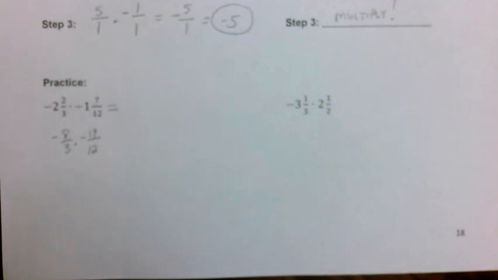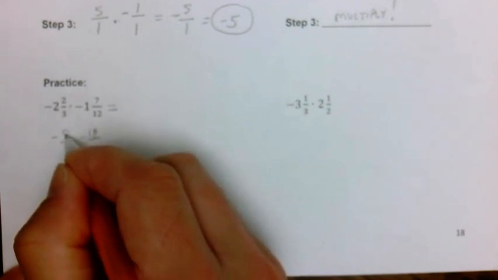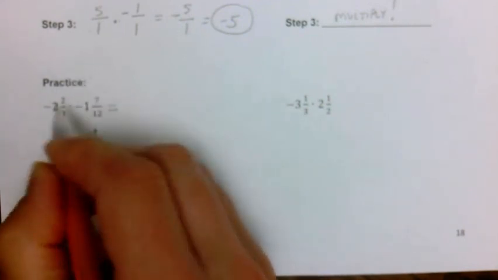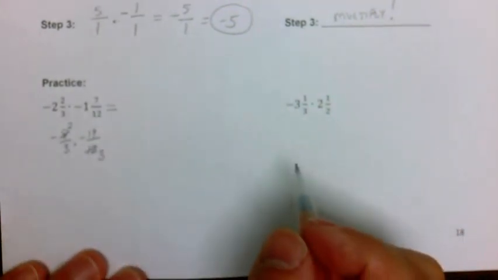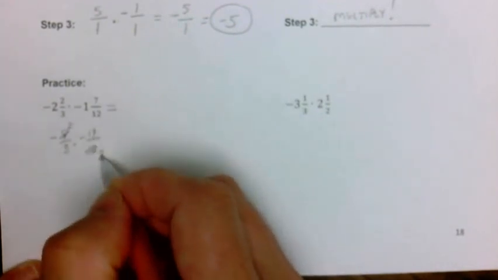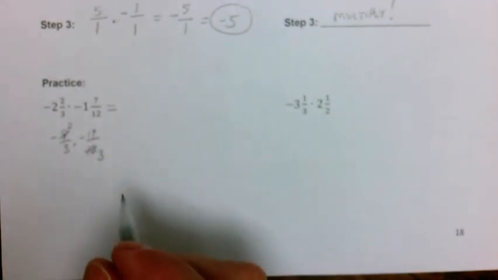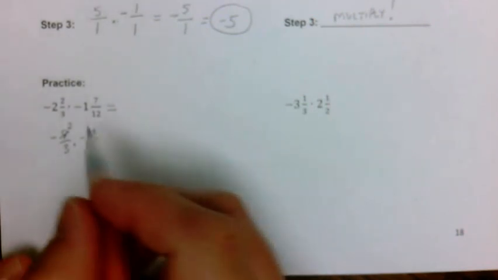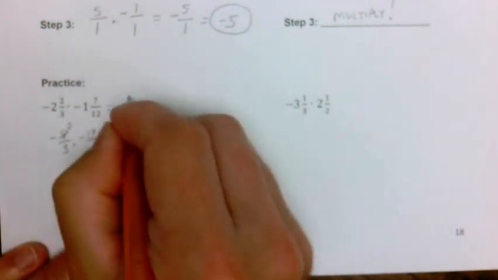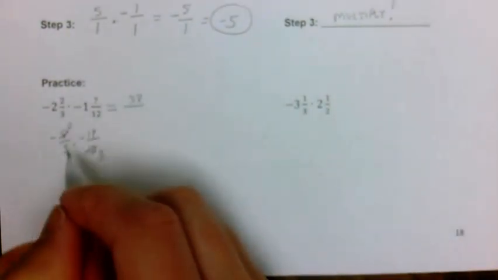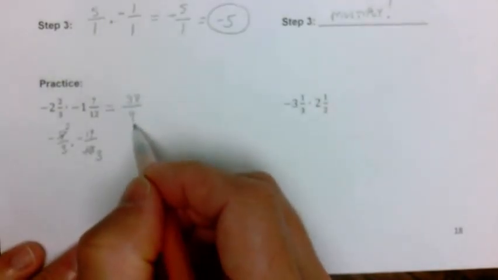Now let's see if we can simplify before we multiply. 8 and 3 don't have any common factor besides 1, but 8 and 12 have a common factor of 4. 4 goes into 8 twice, 4 goes into 12 3 times. All right, 2 and 3 can't simplify, 19 and 3 can't simplify. So it looks like it's in simplest form. So now let's just go ahead and multiply. Again, a negative times a negative is a positive. So when we do the numerators, 2 times 19 is 38. And the denominators, 3 times 3 is 9. So we would get a fraction of 38/9, which is in simplest form.